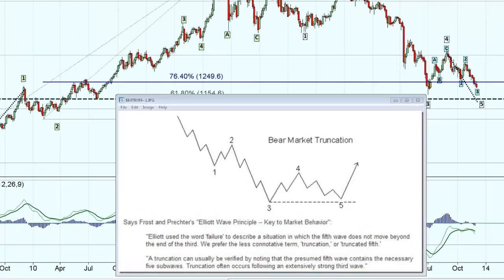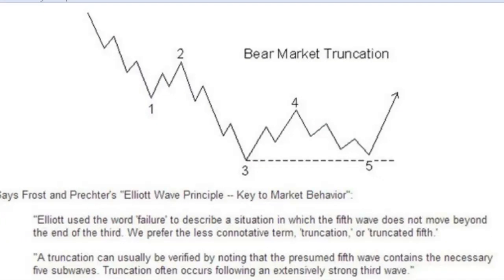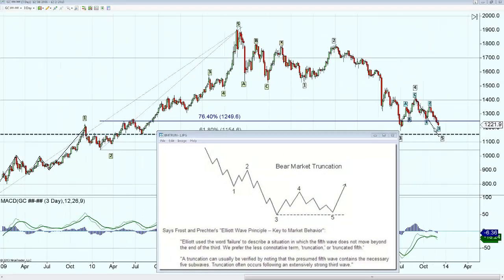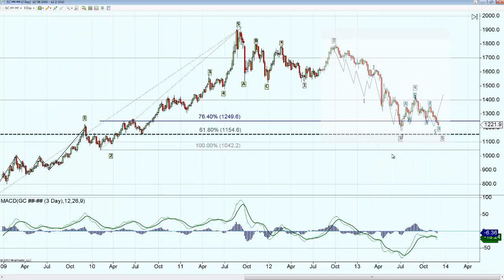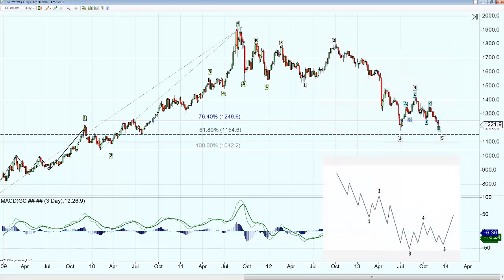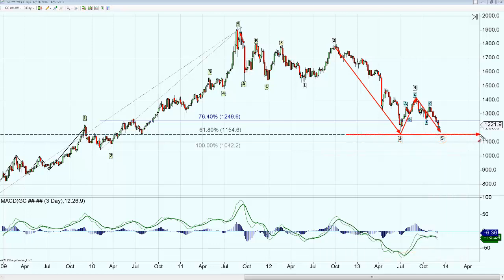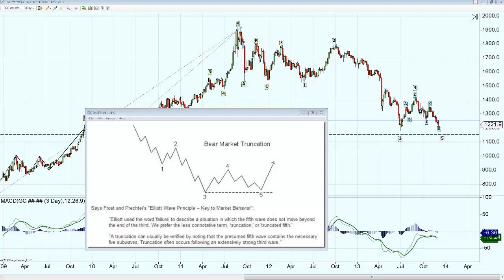Now, the model that I want to take a look at, which we basically call a flat or a bear market truncation, that is the term that Prechter and Frost use. This is off of the Elliott Wave Principle, Keys to Market Behavior. And in essence, what this model attempts to look at is the fact that there are times in which your final concluding fifth wave will truncate and have an equal low to 3. So you get 3, you get 4, and then you get a fifth wave which has a low that is roughly equal to the low that you had in 3. So in essence, this is what we would be looking at.